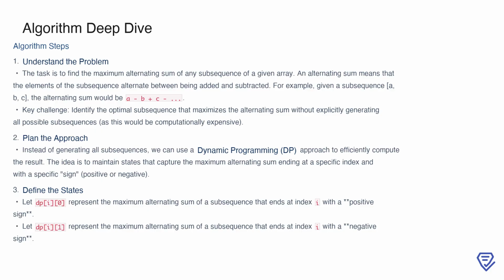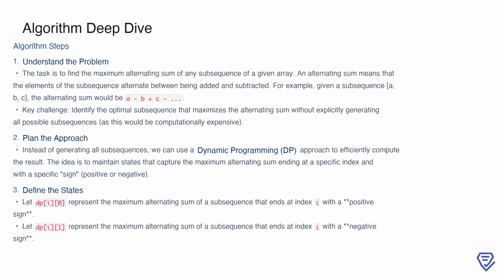The core idea is to maintain states that represent the maximum alternating sum at a specific index, depending on whether the last operation was an addition or subtraction. This allows us to systematically calculate the result while considering all possible subsequences implicitly.